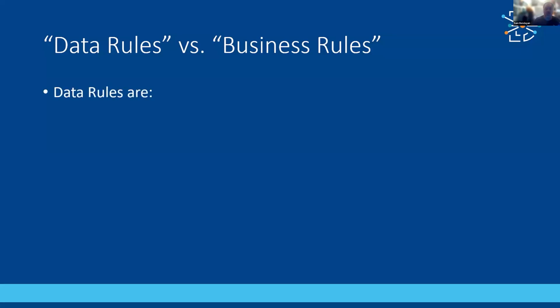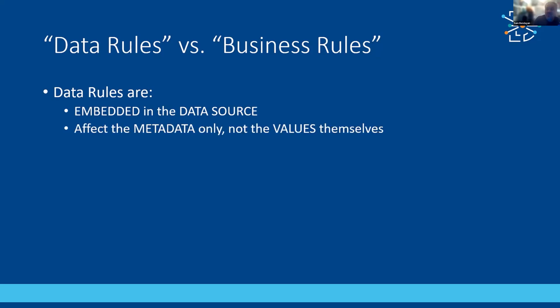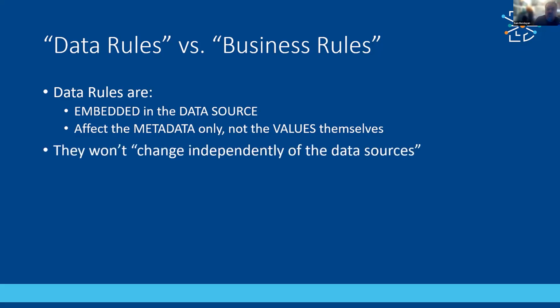And so how does this happen? So let's talk about the differences. You may find a lot of data rules, and these are embedded in the data source, and they affect the metadata only. Usually it's missing metadata that you wish you had, but you don't. So they affect the structure, but they don't affect the values. Again, very important distinction. And we'll talk about why later on.